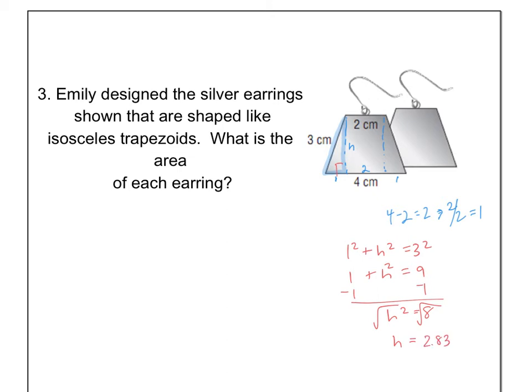So now we have all of our things. It's going to go area equals height, which is 2.83, times base 1 plus base 2, which are 2 and 4, and then divide by 2. And the area for one earring turned out to be 8.49 centimeters squared.